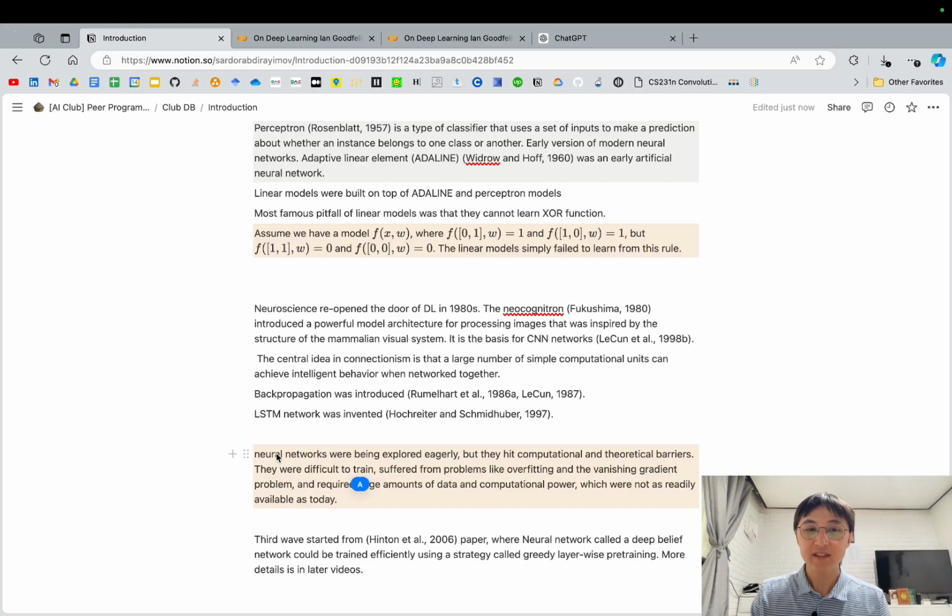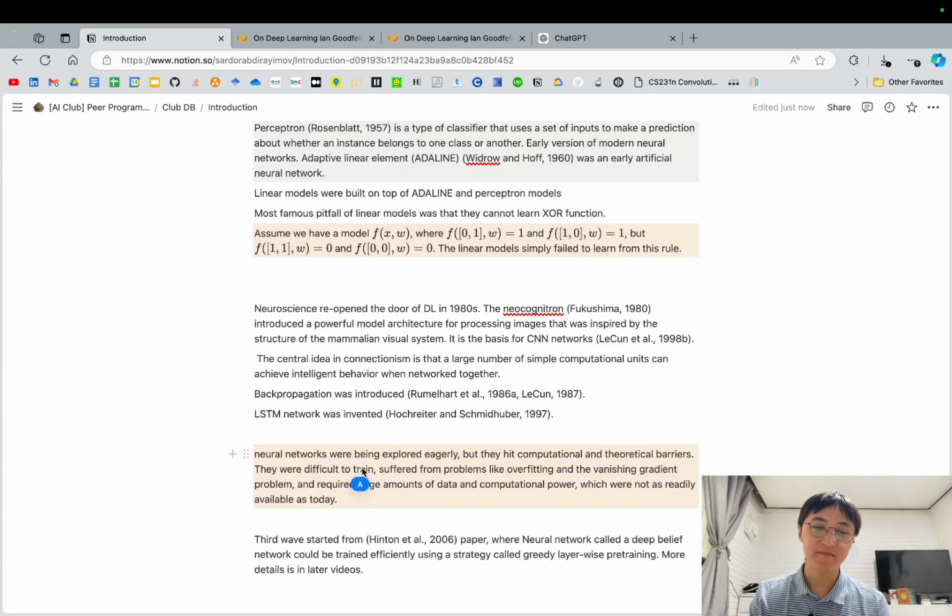And this idea, that by creating a large number of simple computational units, or layers, and connecting them to each other, we can achieve intelligent behavior, was the big motivation in the 1980s. Neural networks were being explored eagerly, but they hit computational and theoretical barriers.